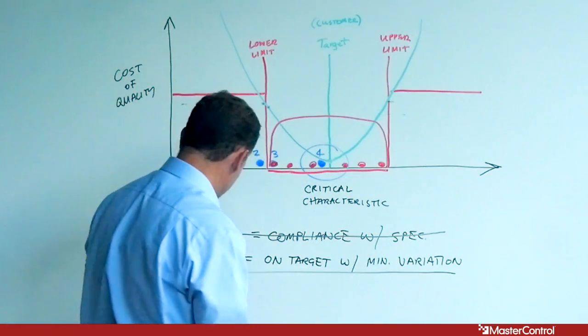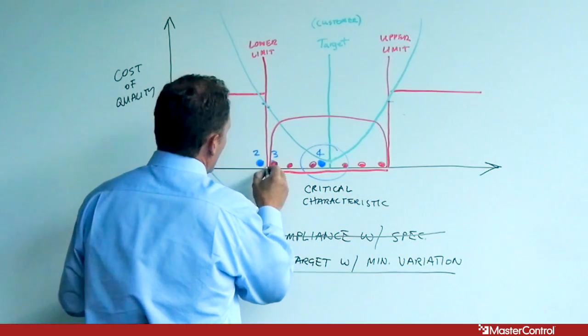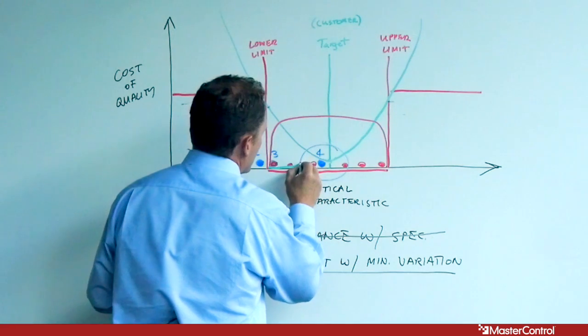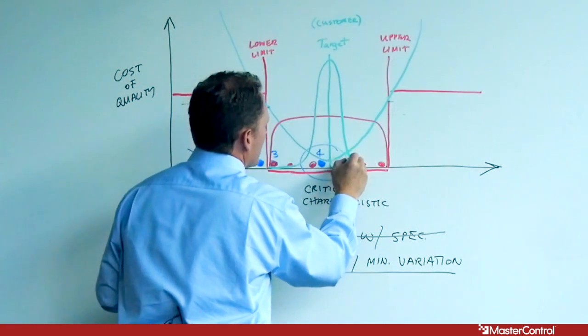Mazda, on the other hand, when Ford measured the Mazda parts, they went like this. There were very few near the edges, and as they got towards the middle, all the parts started to look like they were near the target.